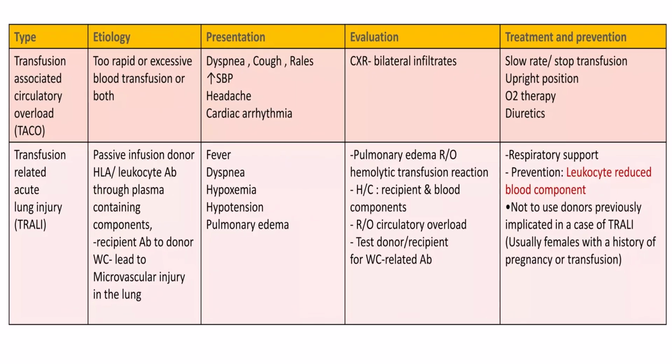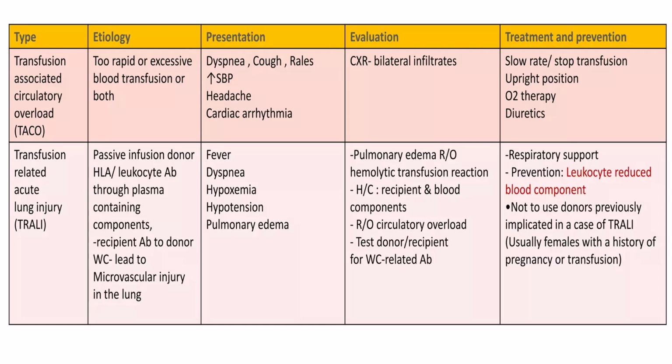So now see the difference between TACO and TRALI. In TACO, the etiology is too rapid or excessive blood transfusion or both, whereas TRALI occurs when there is passive infusion of donor HLA or leukocyte antibodies through plasma containing components and the recipient has antigen to the donor antibody, which leads to microvascular injury in the lungs. Now how does the TACO patient present? There is dyspnea, cough, rales, increased systolic blood pressure, headache, and cardiac arrhythmias can be present, whereas in TRALI there is fever, dyspnea, hypoxemia, hypotension and pulmonary edema.